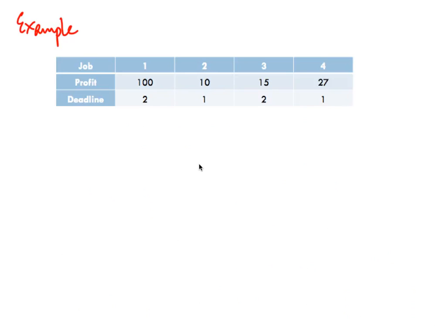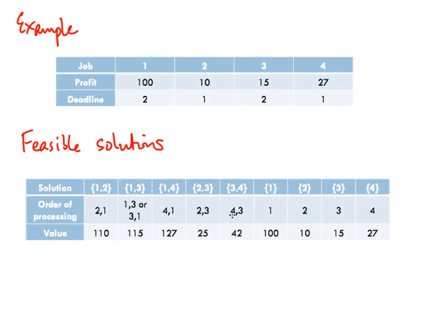Here we have 4 jobs. Their profits are 100, 10, 15 and 27 and their deadlines are 2, 1, 2 and 1. Now this is actually a small enough sample that we can exhaustively enumerate all the feasible solutions. Okay, so let us look at what all the possible feasible solutions for this problem are. So here is the set of all feasible solutions.